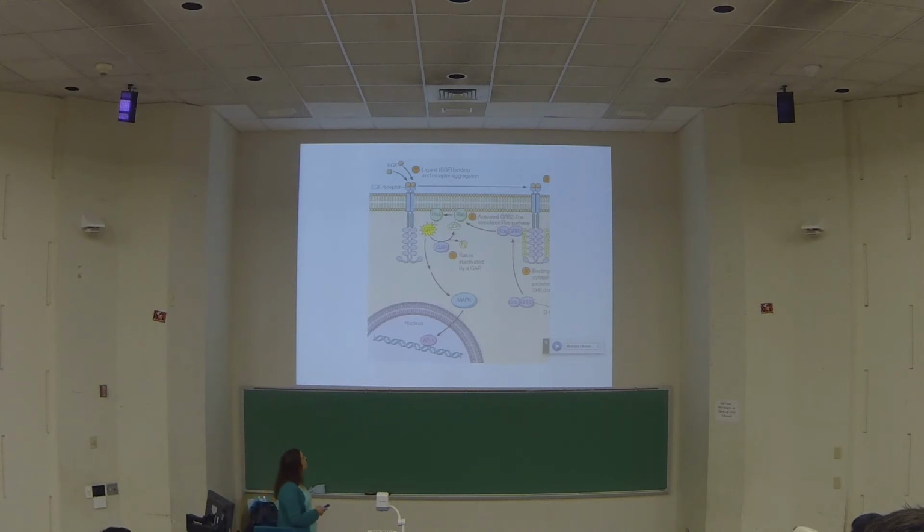Sorry, say that again? So once we have RAS GTP activated, it interacts with RAF, which interacts with MEK, which interacts with MAPK. So these two arrows represent that signaling pathway. We end up phosphorylating MAPK, which then can phosphorylate transcription factors.